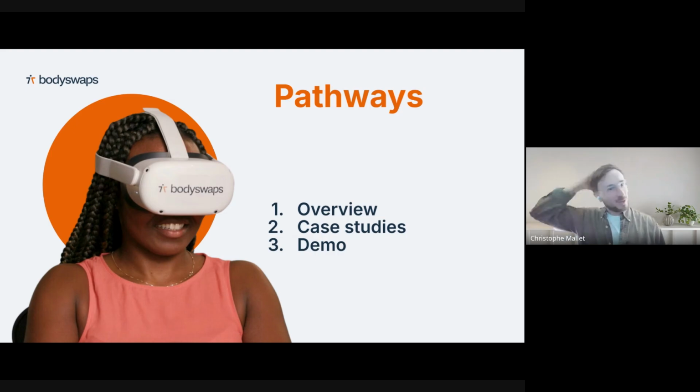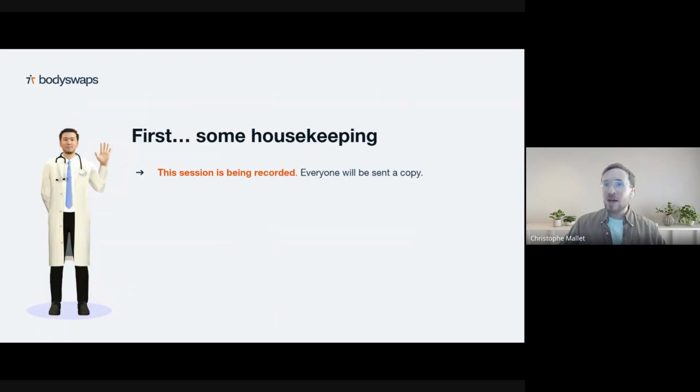And then we will move into two case studies by two fantastic speakers, which I cannot wait to introduce. And we'll end with a little bit of a hands-on demo so that you are equipped to then later build your own.